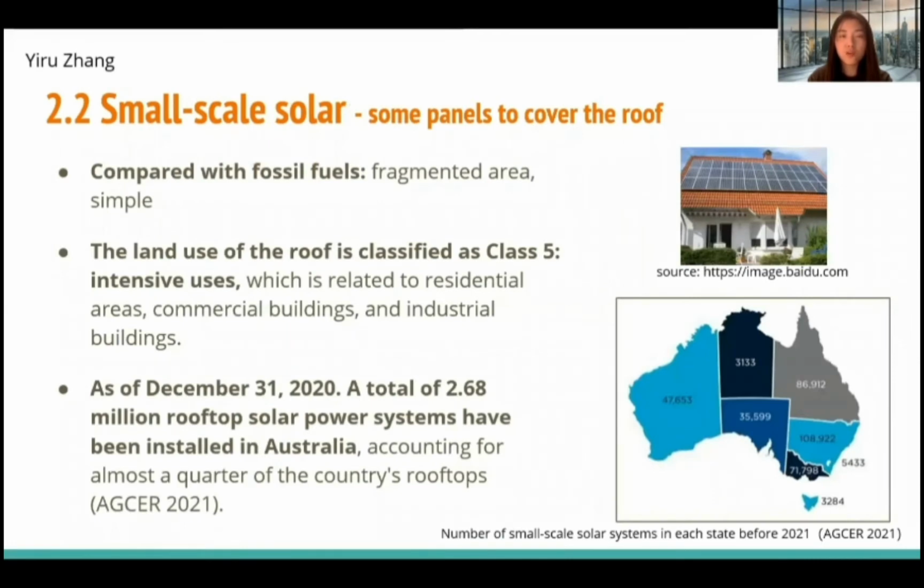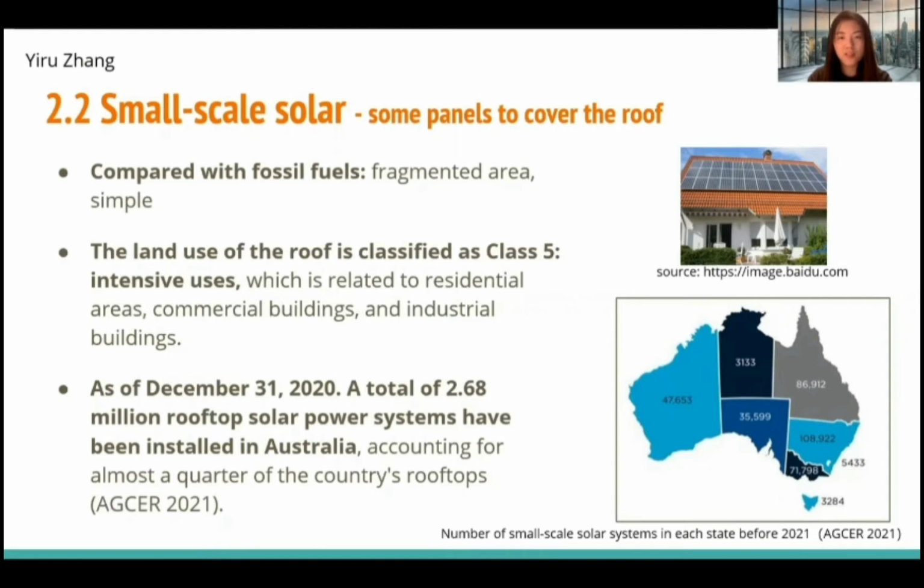Small-scale solar technology refers to solar panels covering the roof to generate electricity, just like the picture in the upper part. The land use for small-scale solar is the roof, so compared with fossil fuels, the fragmented roof area can meet its land needs, and it makes solar construction simple. Its land use class is 5, intensive use, which is related to residential, commercial, and industrial buildings.